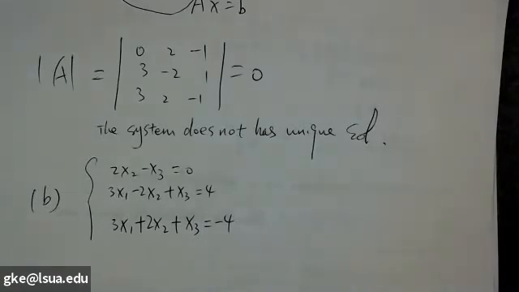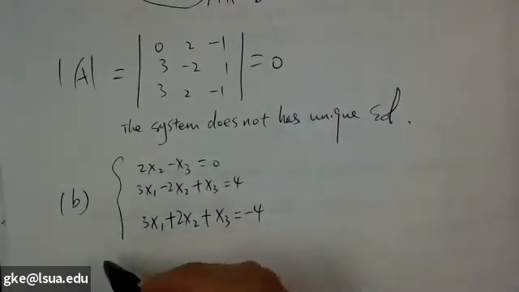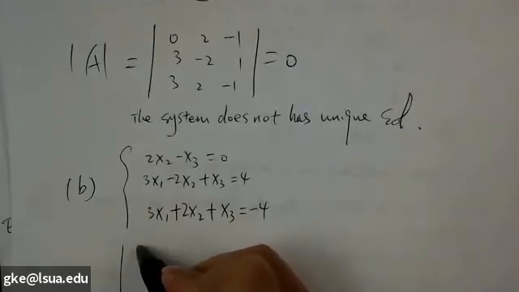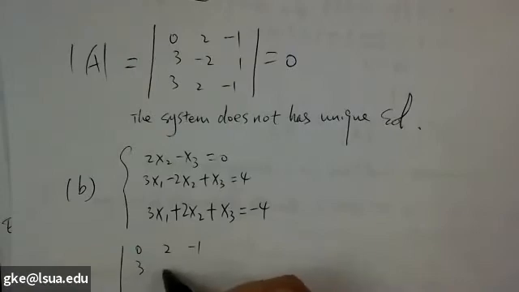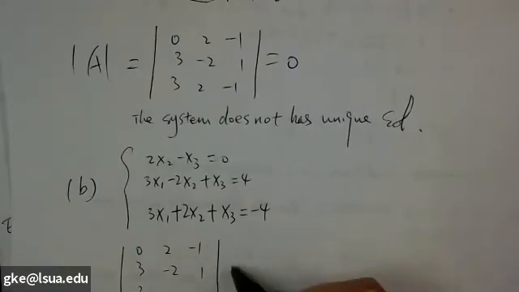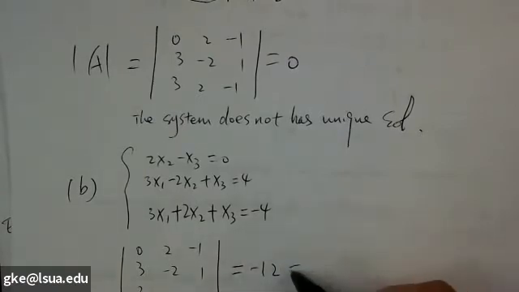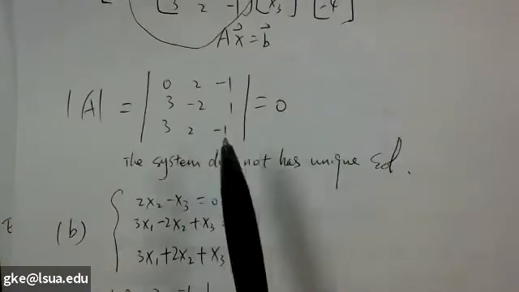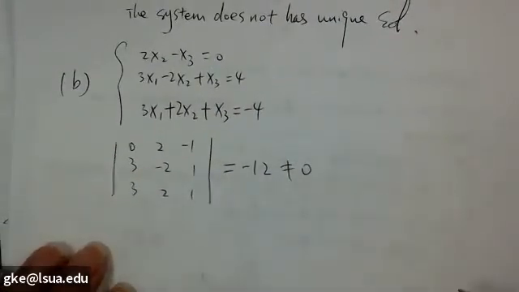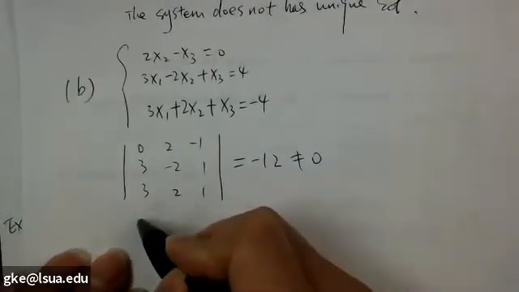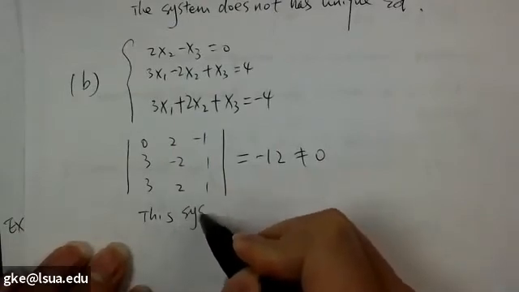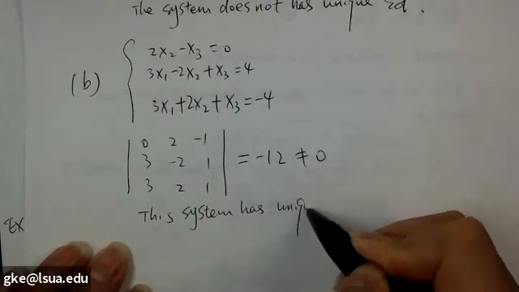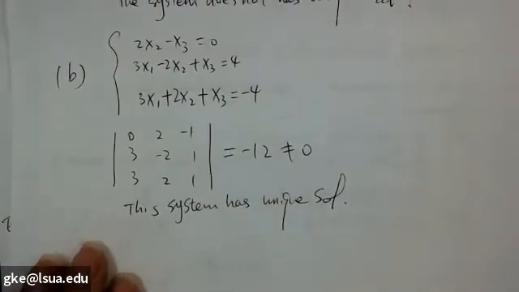Okay, now let me write down the answer. For this one, we can calculate the determinant of 0, 2, -1, 3, -2, 1, 3, 2, 1. And the determinant is -12, which doesn't equal 0. The only difference is the last term. It's 1 here; before it was negative. But I gave you a totally different number, that is -12. So this system has a unique solution.